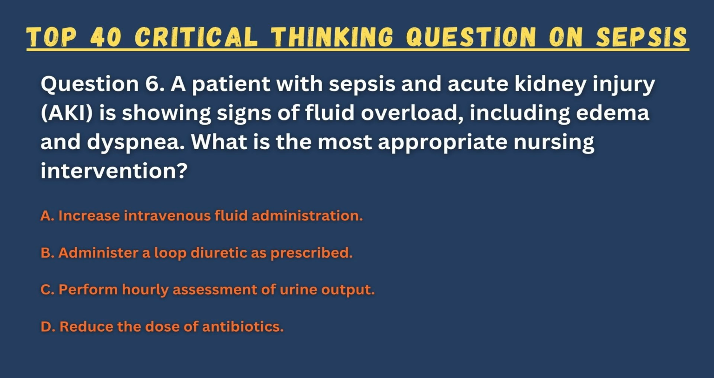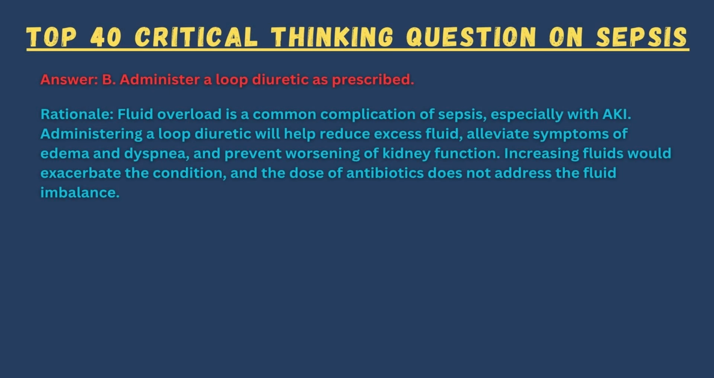A. Increase intravenous fluid administration. B. Administer a loop diuretic as prescribed. C. Perform hourly assessment of urine output. D. Reduce the dose of antibiotics. Answer. B. Administer a loop diuretic as prescribed.